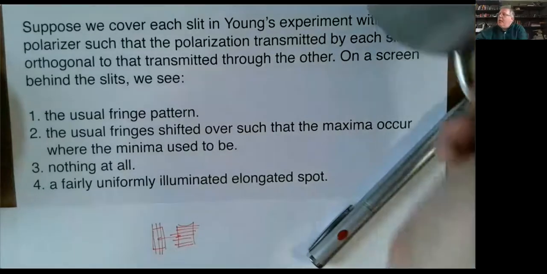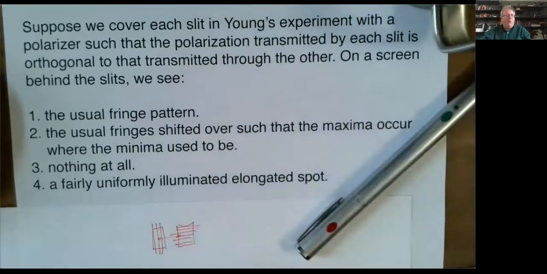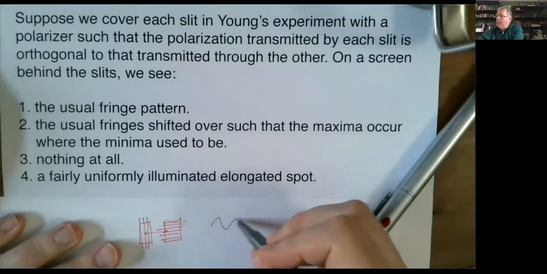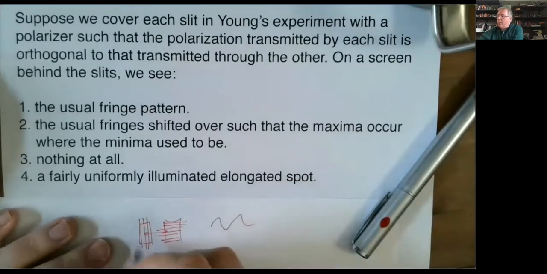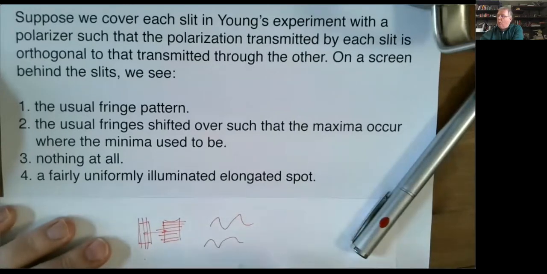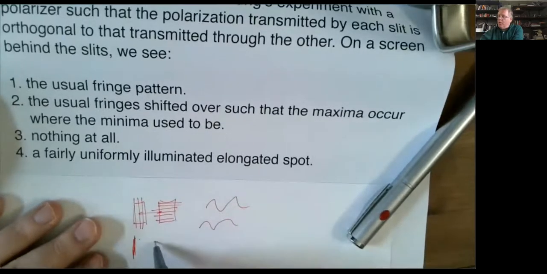Yeah. So what the difference is here is that by putting the polarizer on, we're actually not changing the phase of the light. We're just changing which way it's oriented. So the two beams will still be in phase, but one of them will be going up and down like this, and the other one will be going back and forth like this.